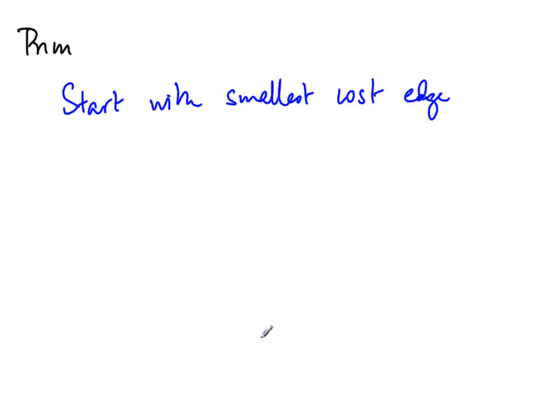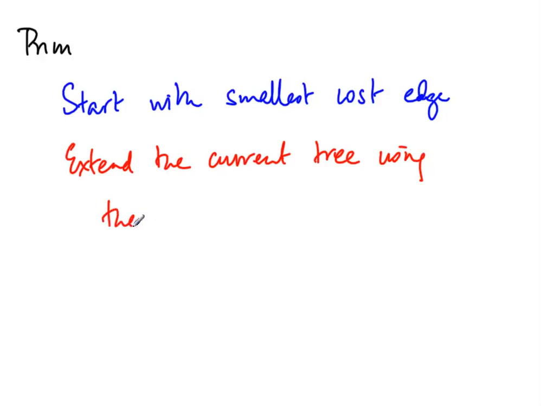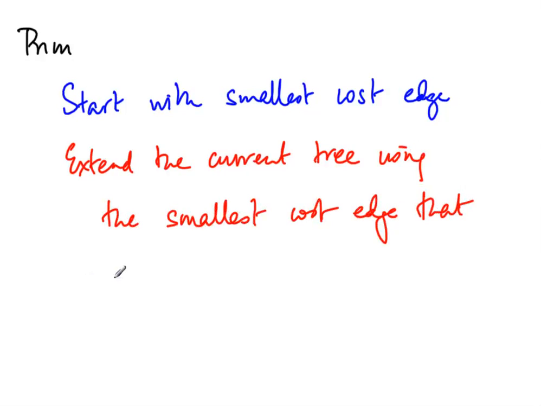And what we will now do is that we will extend the current tree using the smallest cost edge that can connect to it. Right? So this is the greedy strategy. So at each point we have currently a partial tree and we extend it in the minimum possible way by adding the smallest edge which can be used to extend the tree. So let's look at an example.